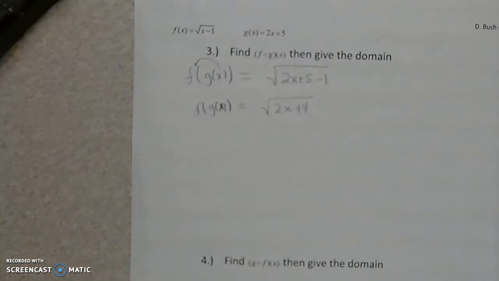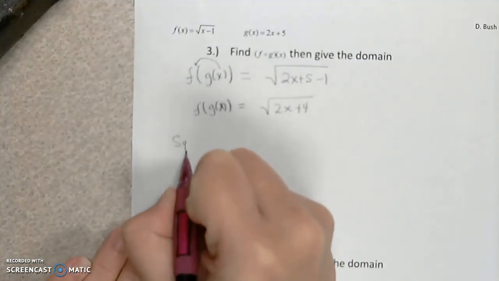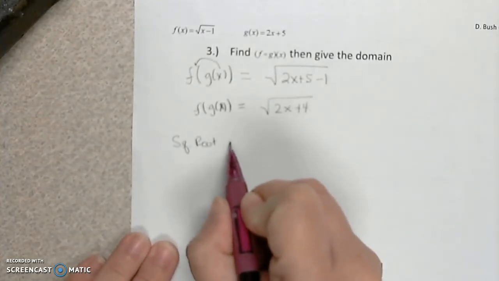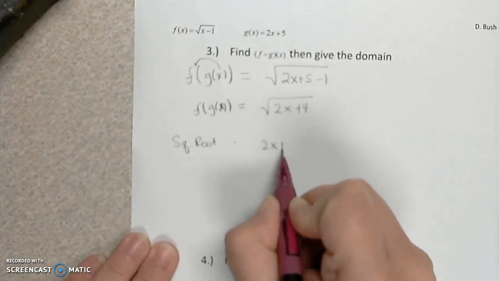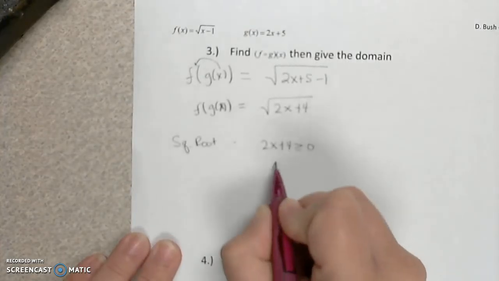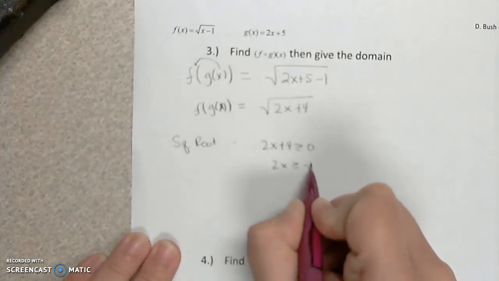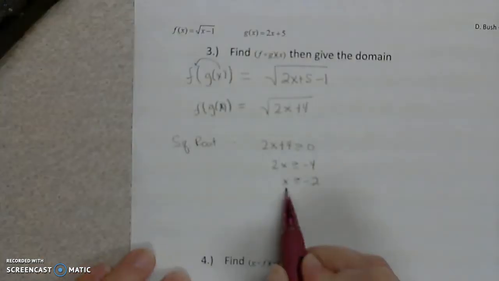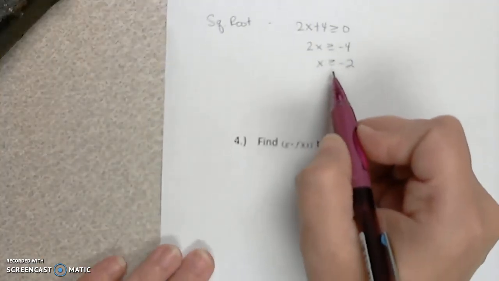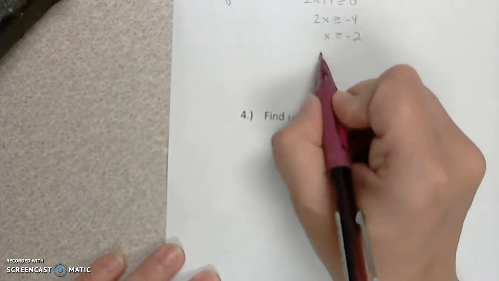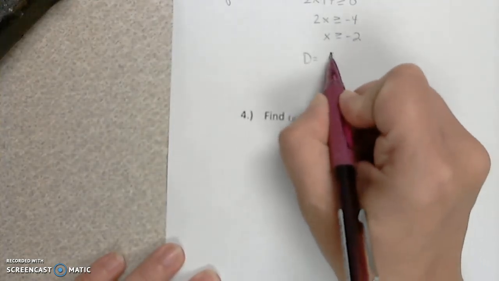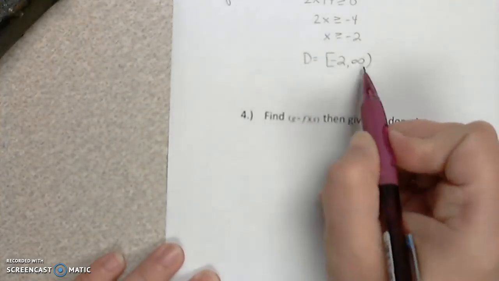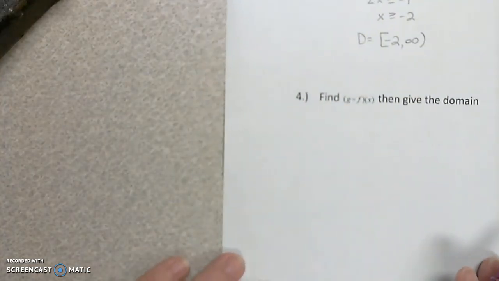But now I want to find the domain. So remember, for square root, the radicand cannot be negative. So we would say, take the radicand, set it greater than or equal to 0, and solve for x by subtracting 4 from both sides, then dividing by 2, to find that x can be any value greater than or equal to negative 2. So if I write that in interval notation, it would look like this, negative 2 to positive infinity.